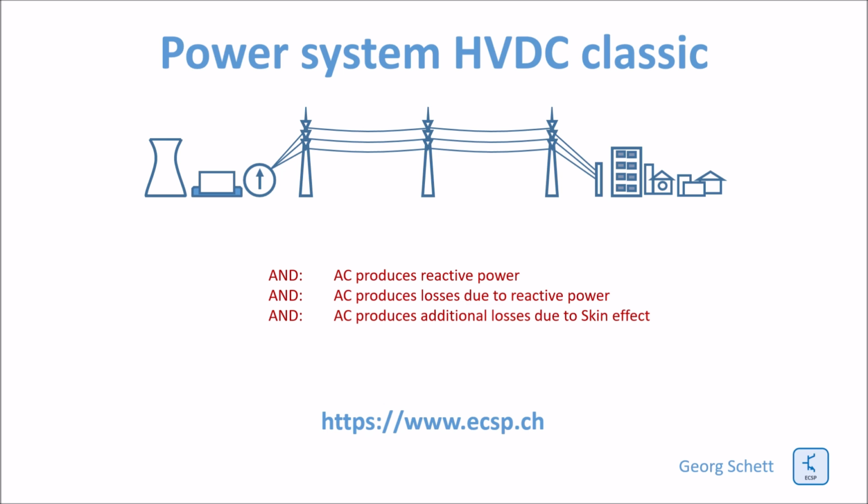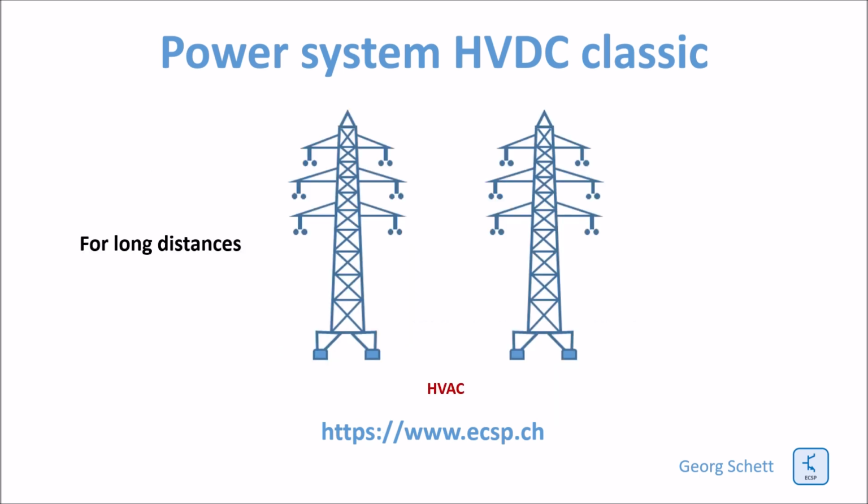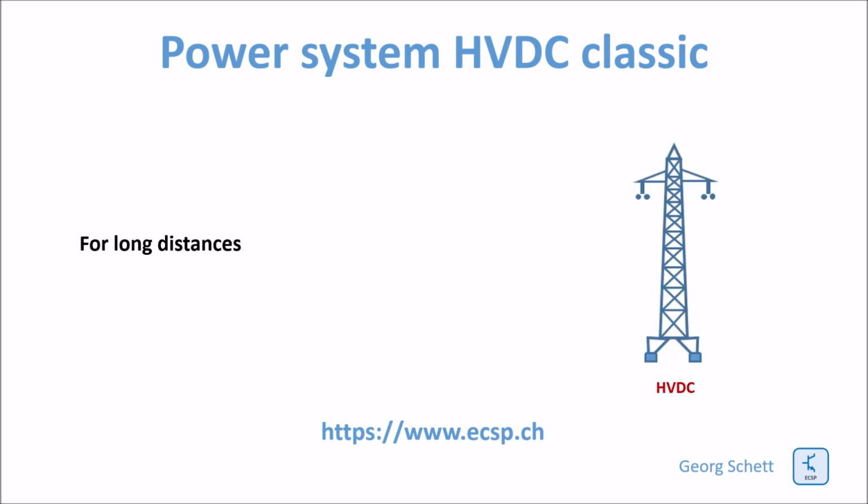A skin effect is an effect which reduces the cross-section of a conductor which is utilized at higher frequencies. AC has angular stability issues with long lines, and AC requires huge space for the corridors. Therefore, for long distance transmission, HVAC is not the solution of choice. It's more and more replaced by HVDC.